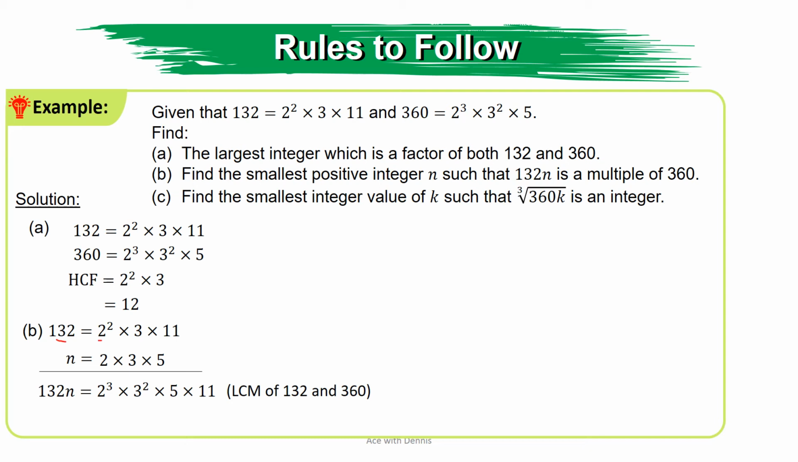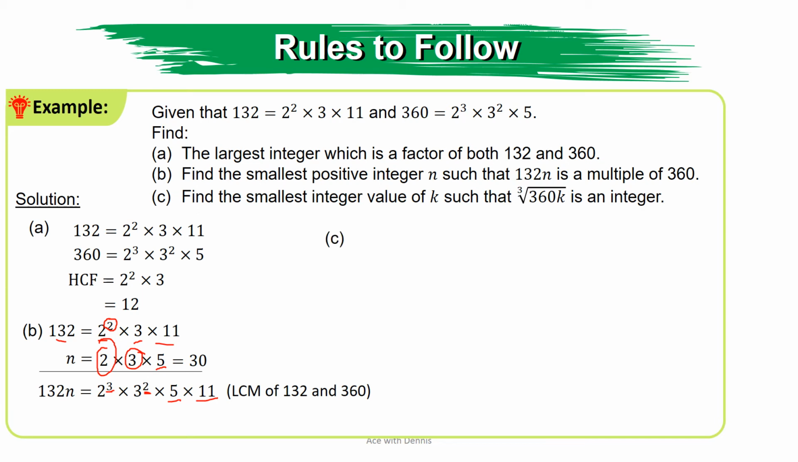in 132 we have 2 square, it must be multiplied by 2 so that we can get 2 cube. Similarly for 3, in 132 there is one 3 here, so n must multiply with another 3 so that it can get 3 square. In 132 there is no 5, therefore there must be a 5 in n, and we get times 5 here. For the 11, we just copy down here. Therefore, there is no 11 in n. And the result for n is 30.